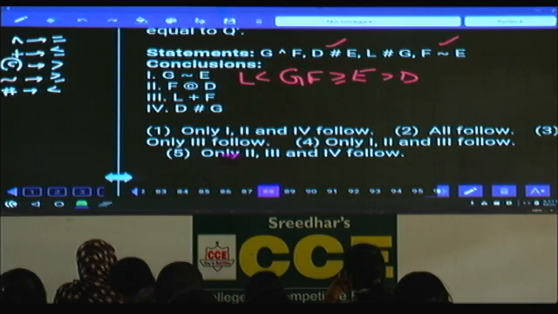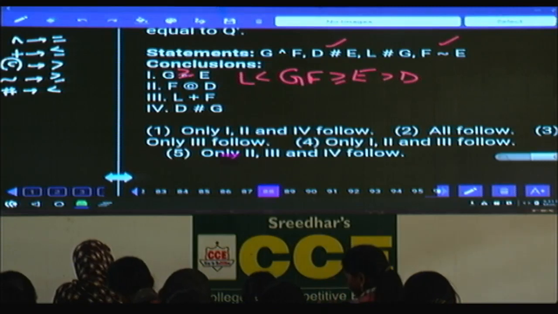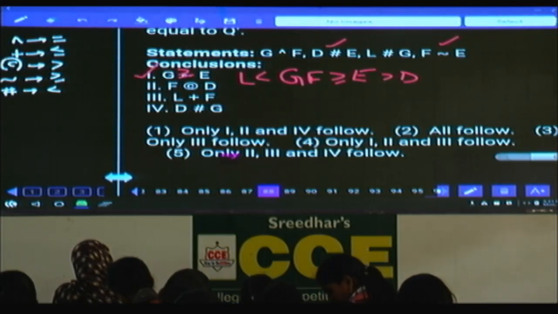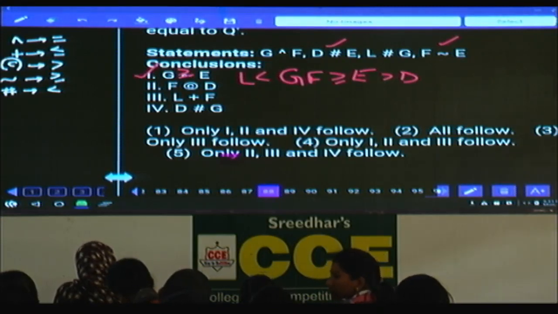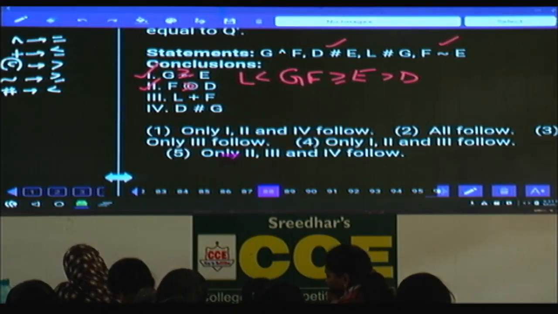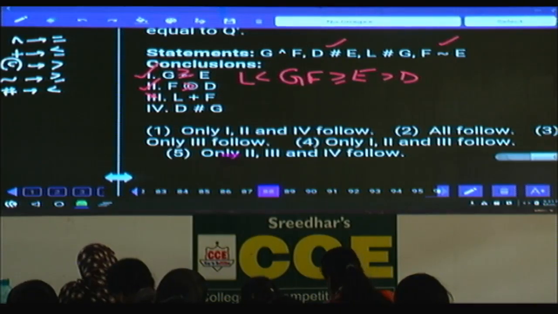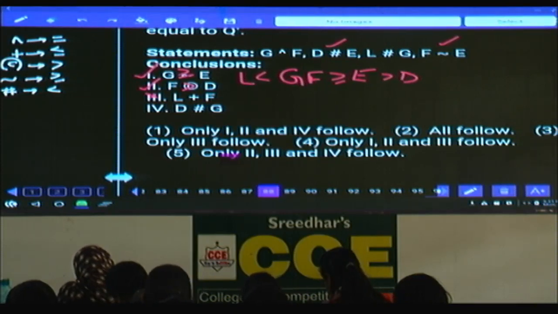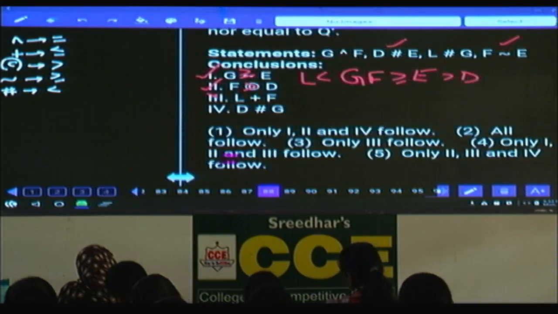Now the first one, G greater than or equals to E. Between G and E, definitely true. And F copyright, F greater than D. Between F and D, only that symbol greater than is there, that is also true. L plus F. Plus stands for what? L is lesser than or equals to F. And this is L and F. L lesser than F is true, but not equals to. And next one, D hash, D lesser than G, G greater than D, D lesser than G is true.